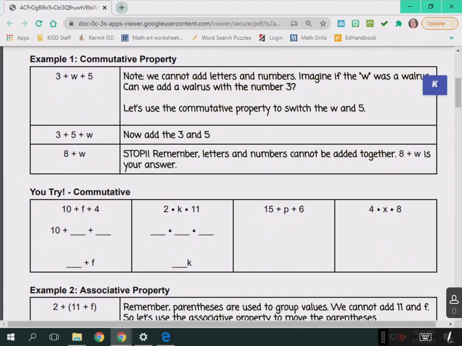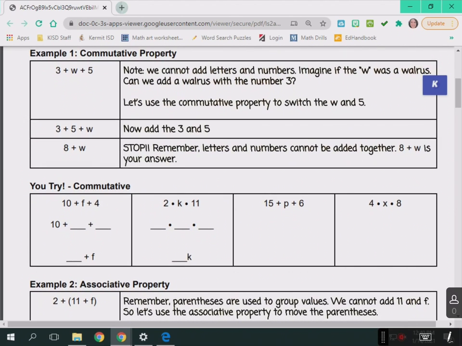It says, imagine if the W was a walrus. You can't add a walrus with the number 3. It just doesn't make sense. So we're going to use commutative property to switch the W and the 5. So what they did was now it is 3 plus 5 plus W. Since we can add numbers together, we're going to add 3 and 5. 8 plus W is what we end up with.